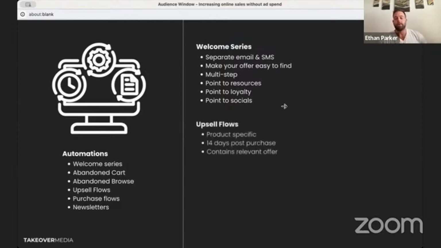Upsell flows are going to be huge, especially if you have a lot of products. It's useful for folks with only a few products too. Of course, it's very good.